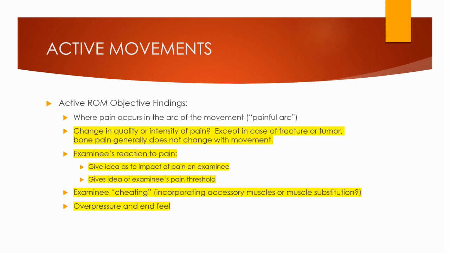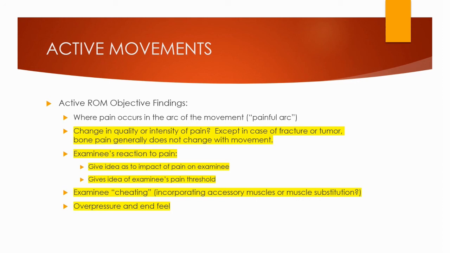In cases where the examinee has normal and full active range of motion, you can further assess the function of that joint by applying overpressure and making an assessment of the end feel. And there are many types of end feel, and some types of end feel are painful, whereas other types are not painful. So a little bit of gentle overpressure at the end of range of motion.